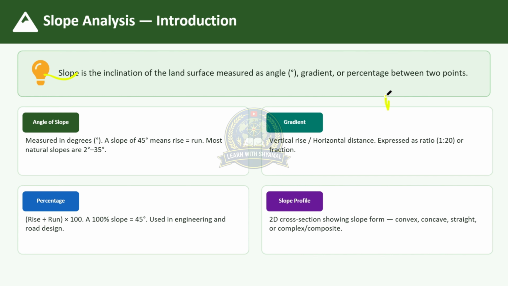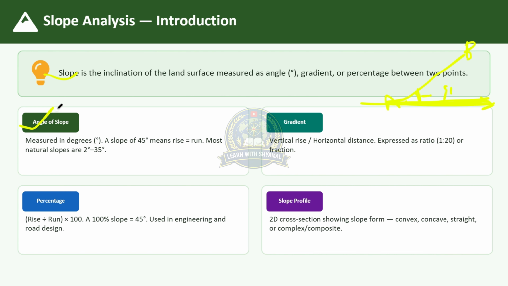Suppose this is a point A and this is a point B. Okay, from point A to point B, this angle is known as slope. Okay, this is the surface layer, ground surface. This is point A, this is point B. The angle between this BA and the surface layer is known as slope. Okay, angle of slope is measured in degrees.